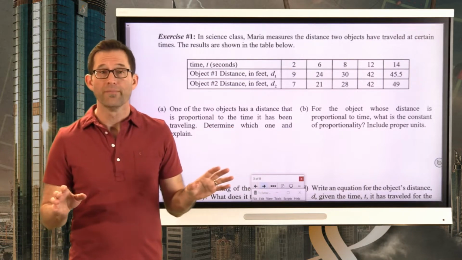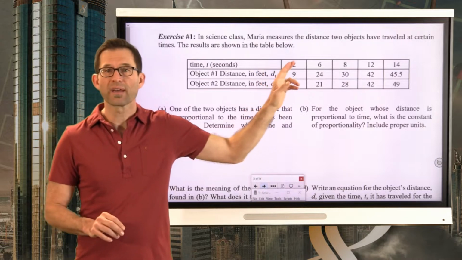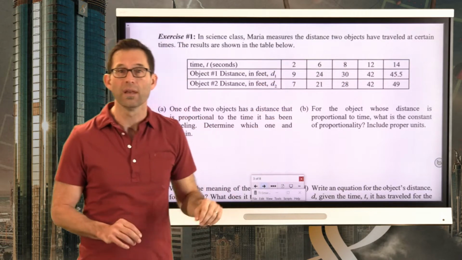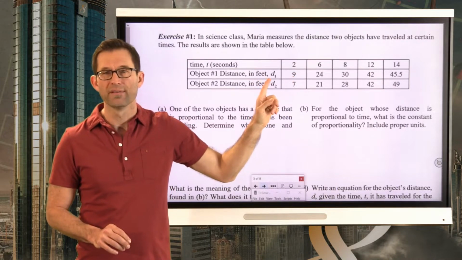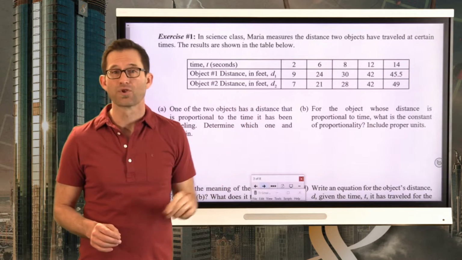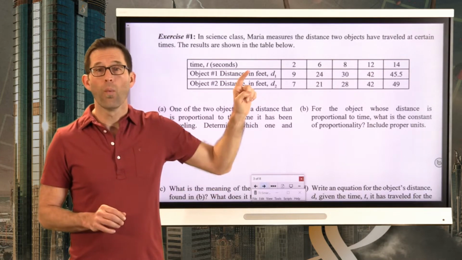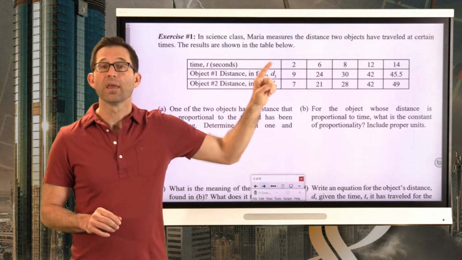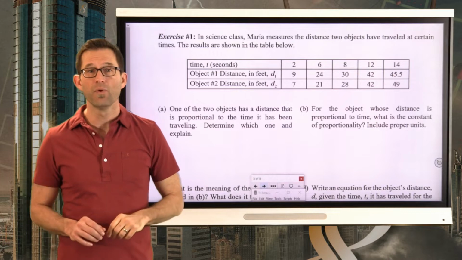Here we've got Maria. She's in a science class, and she's got some clock going, and at 2 seconds, 6, 8, 12, and 14, she measures how far object 1 has traveled, and we'll call that d sub 1, right? And then how far object 2 has traveled. And what we're told in the problem is that one of these two distances is proportional to the time that the object has been moving.